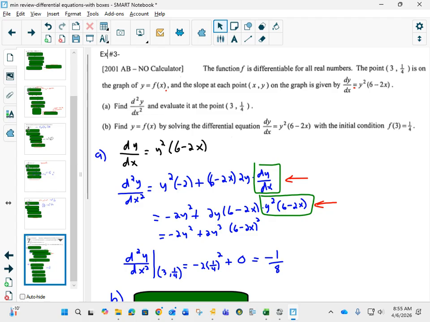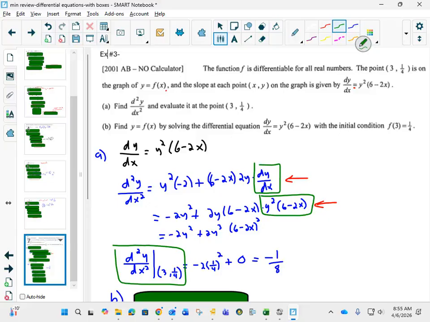Now we can plug in 3 for x, 1 quarter for y. Here's some notation for you. The second derivative, straight line, evaluated at this point. And you get negative 1/8.